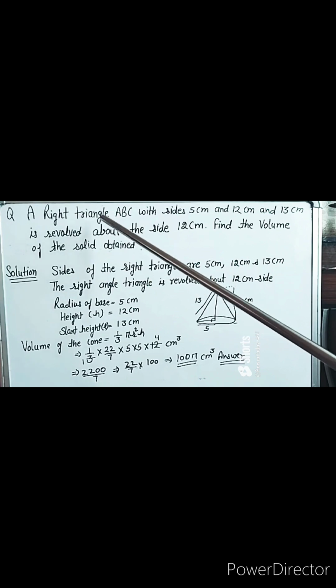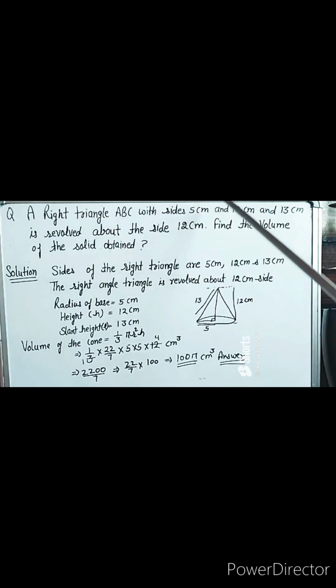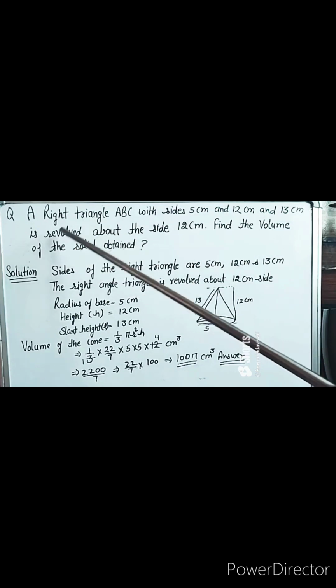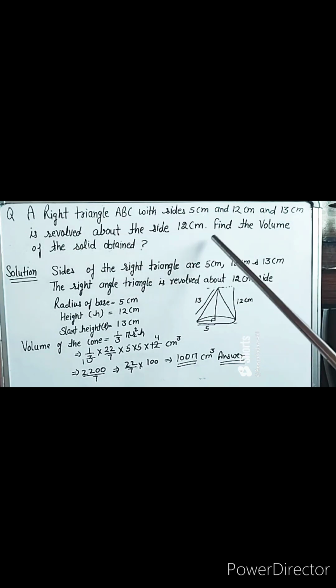A right triangle ABC with sides 5 centimeter, 12 centimeter and 13 centimeter is revolved about the side 12 centimeter. Find the volume of the solid obtained. First of all, we make the diagram. All the sides are given. Radius is 5 centimeter. So the sides of the right angle triangle are given. Now the radius of base is 5 centimeter, height 12 and slant height is 13 centimeter.